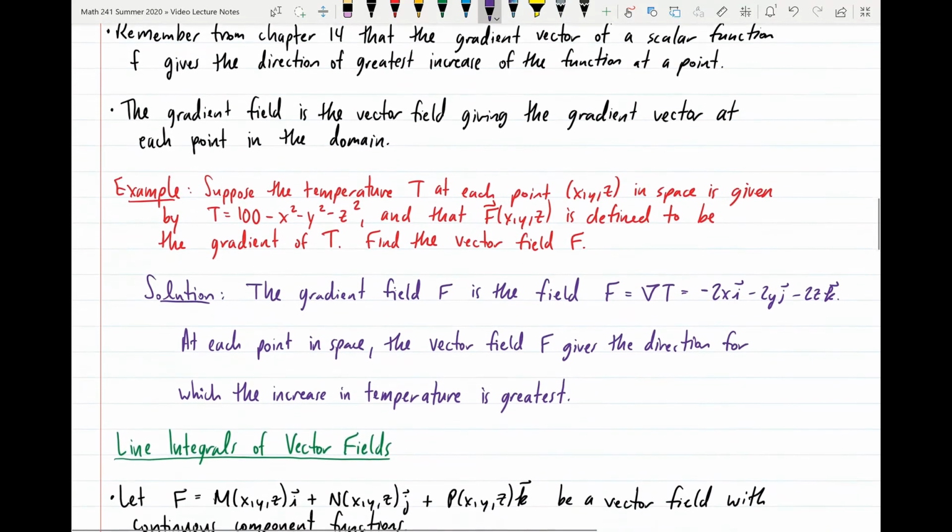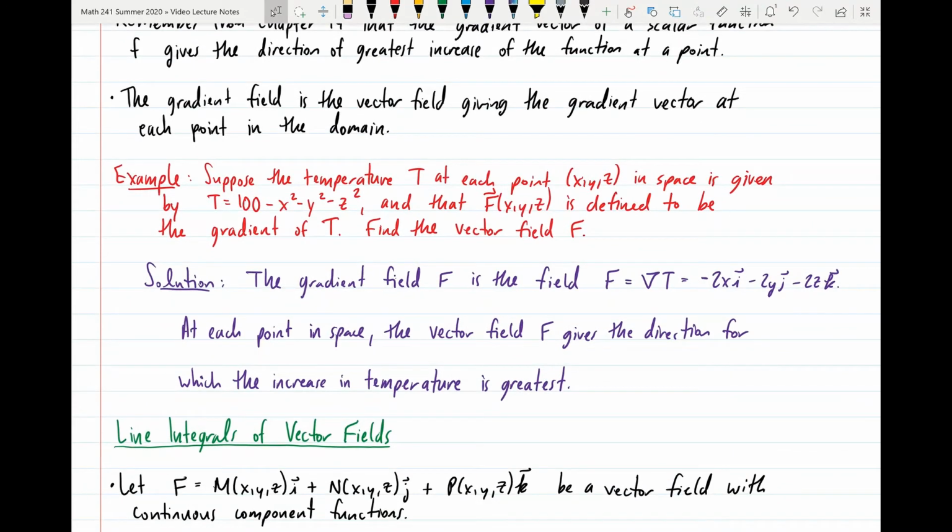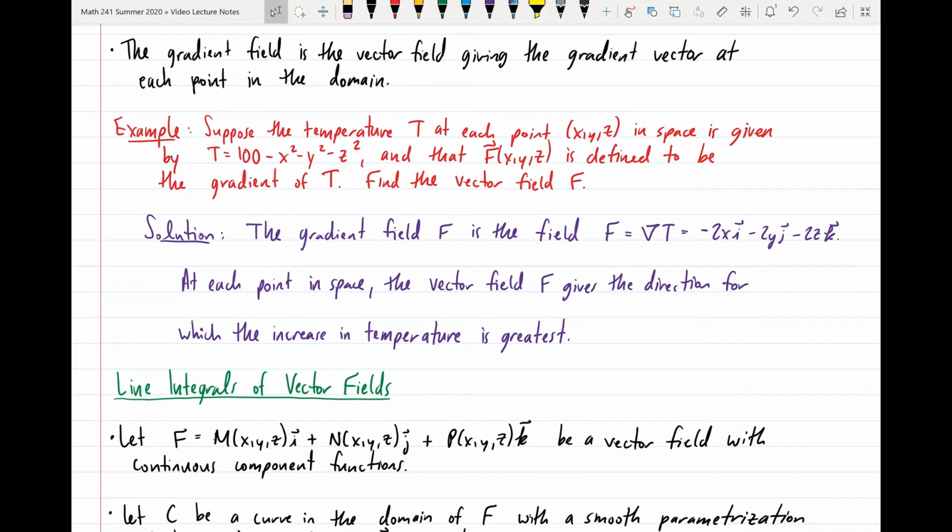So here's an example where we're calculating a gradient field. Suppose the temperature T at each point x, y, z in space is given by T equals 100 minus x squared minus y squared minus z squared, and that the vector field f of x, y, z is defined to be the gradient of T. And our goal here is to find the vector field f.